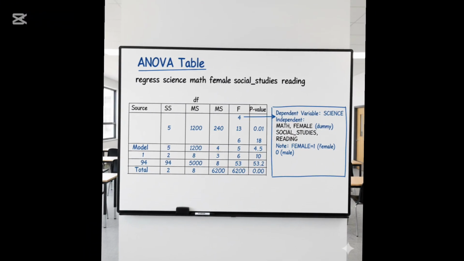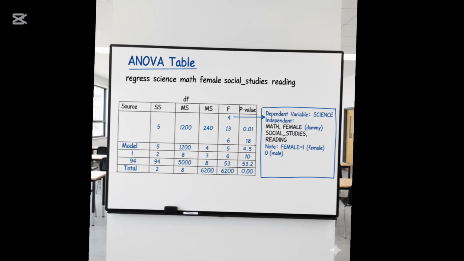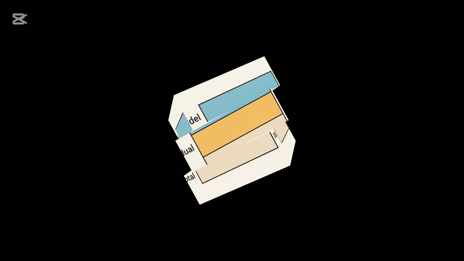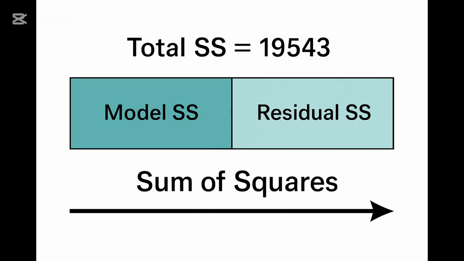First, I will explain the ANOVA table, which shows how the total variation in science score is divided. The source column shows three types of variation: model, residual, and total. The sum of squares shows how much variation exists. The total sum of squares is 19,507, which is divided into model SS and residual SS.